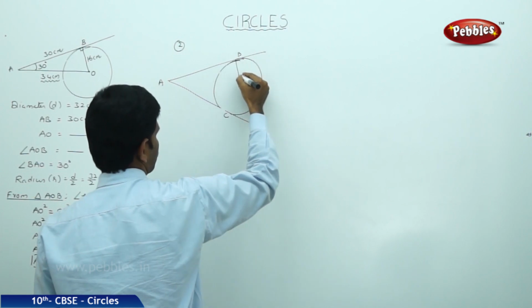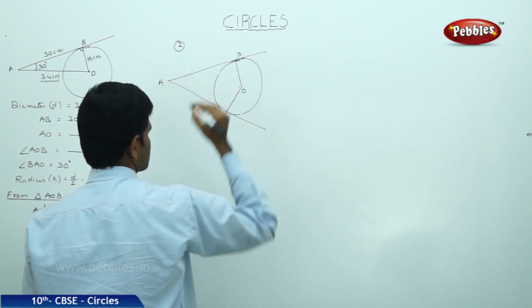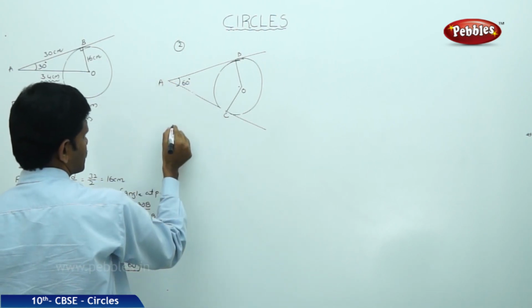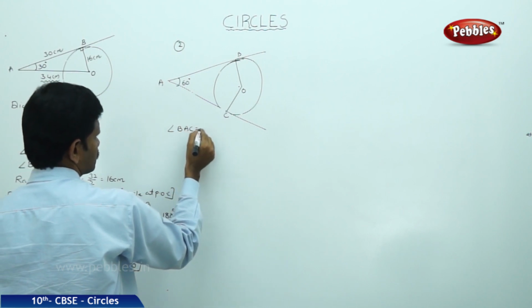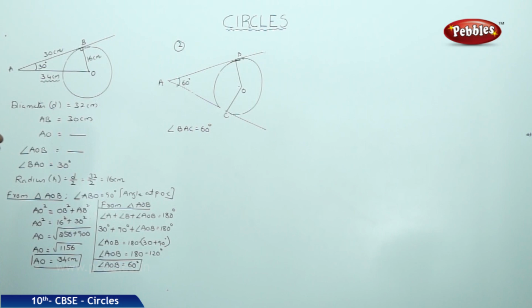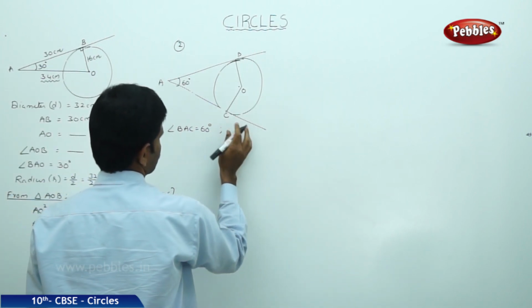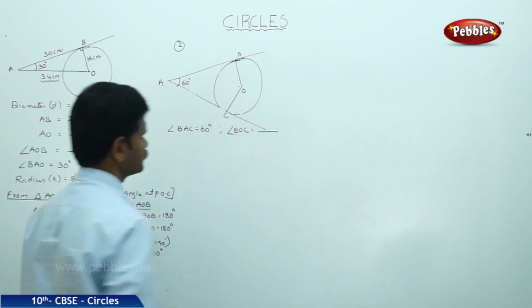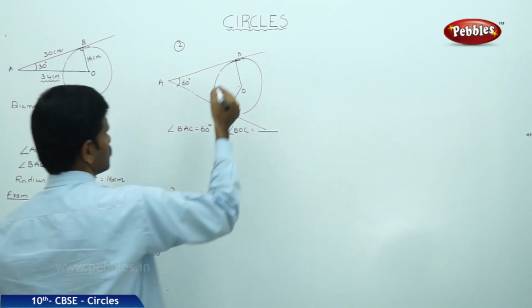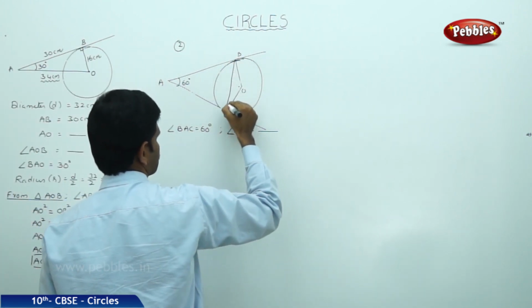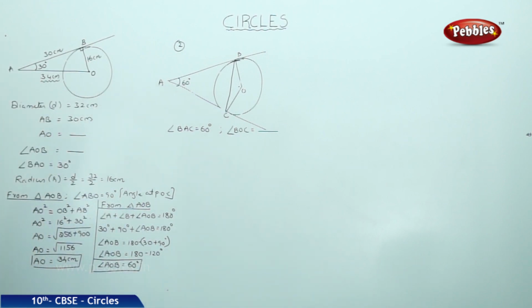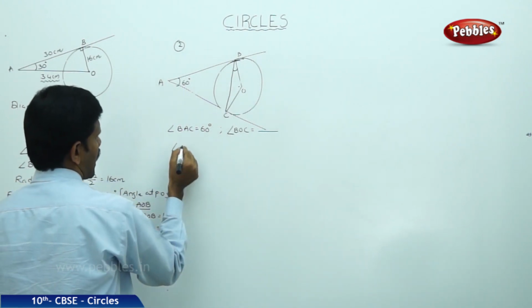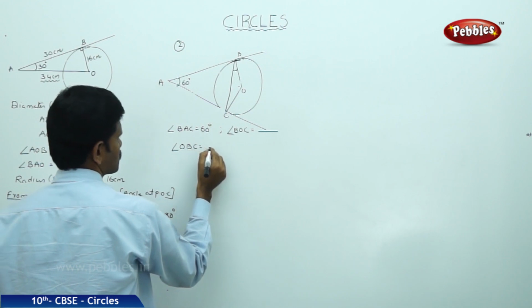Now we have to find, O is the center of the circle. Suppose angle BAC is equal to 60 degrees, and you have to find angle BOC is equal to blank. And one more thing you have to find: join BC, and find the angle OBC.